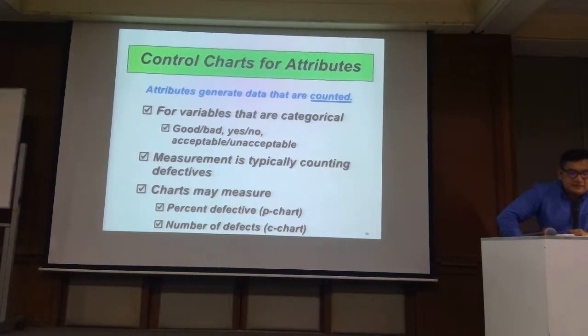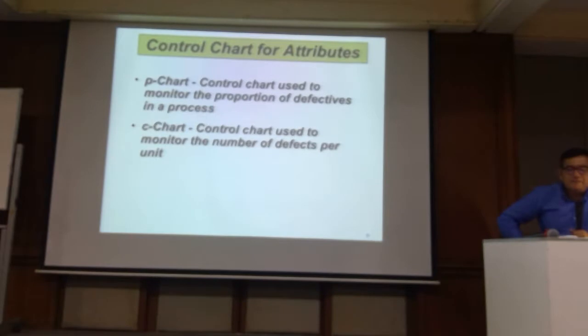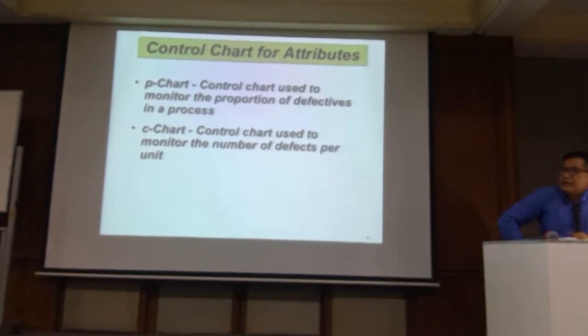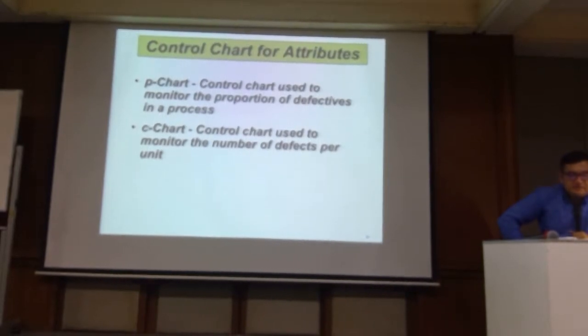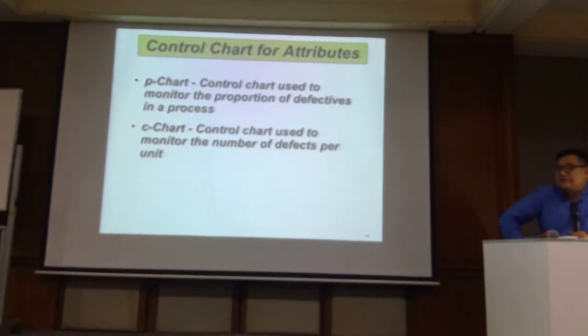The P chart is used for the proportion or the fraction of defective product in the process. But the C chart is used for the number of defects per unit. It's different. Because the P chart is proportion, P comes from proportion. So when you do a P chart, it means we plot the proportion of defective product of the process.